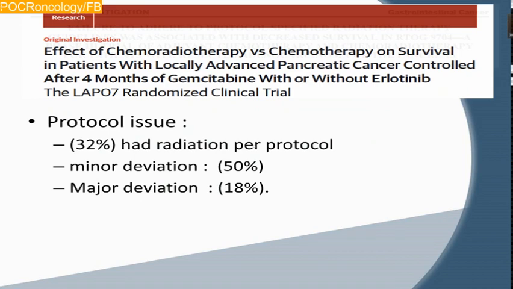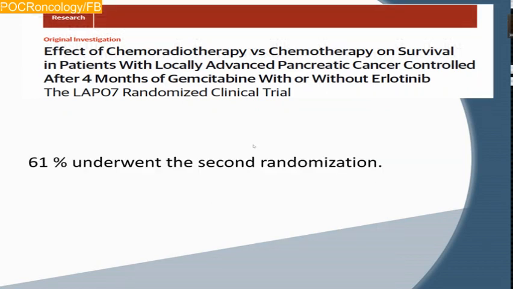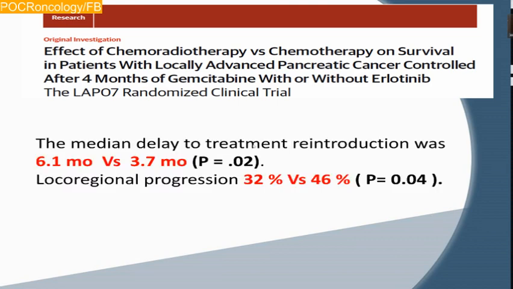Second thing, only 61% of the population from the first randomization went to the second randomization. So that would affect the significance of the survival, and it also may mean that the chemotherapy, or the population, was very high risk, and we couldn't control the disease. Just 60% only had controlled disease with the chemotherapy. But we still have positive results.